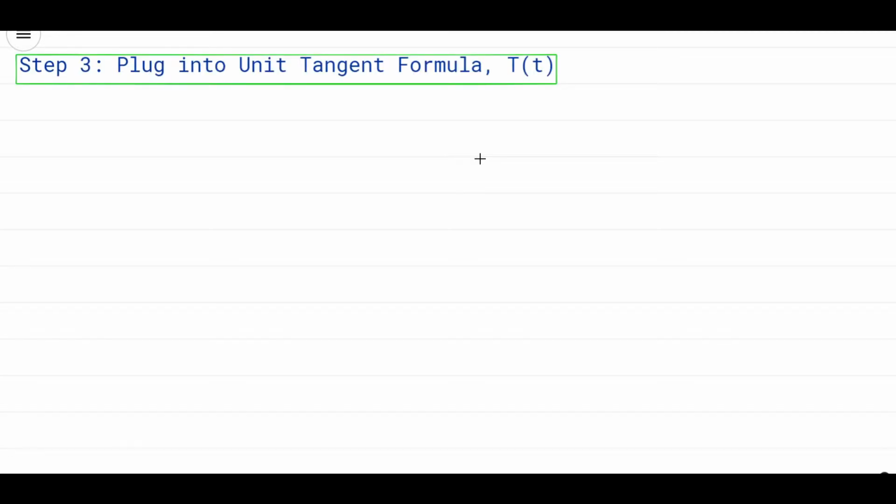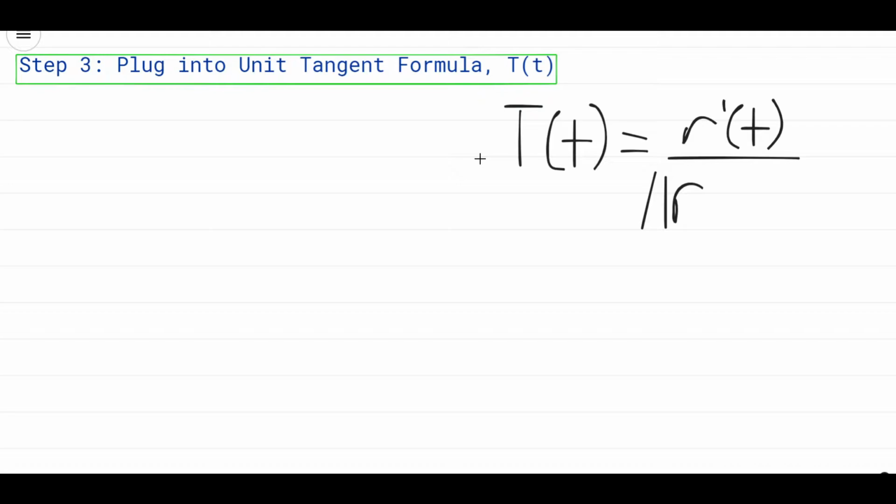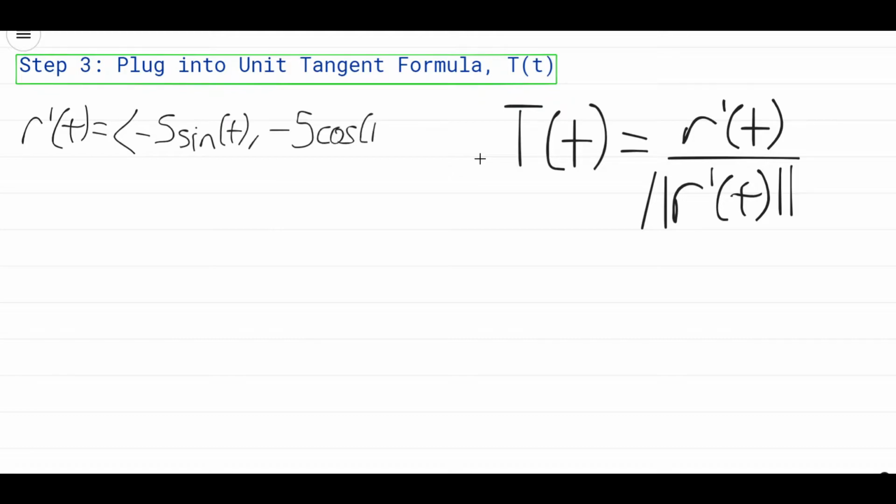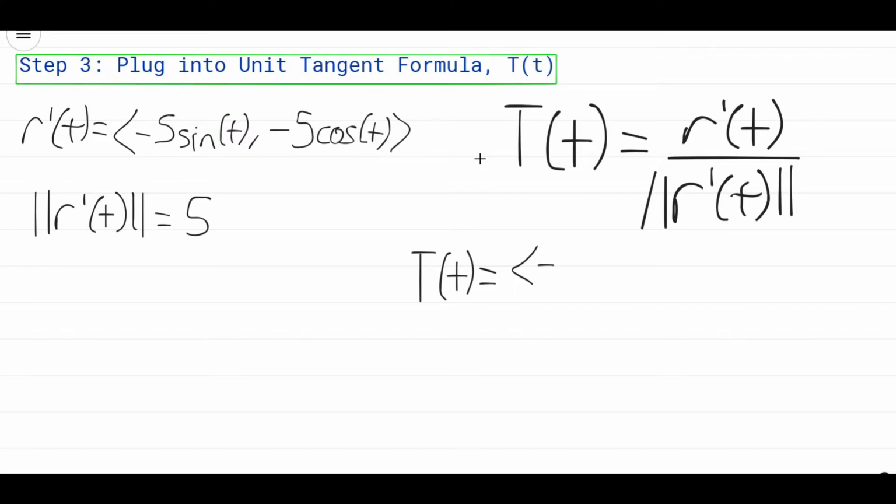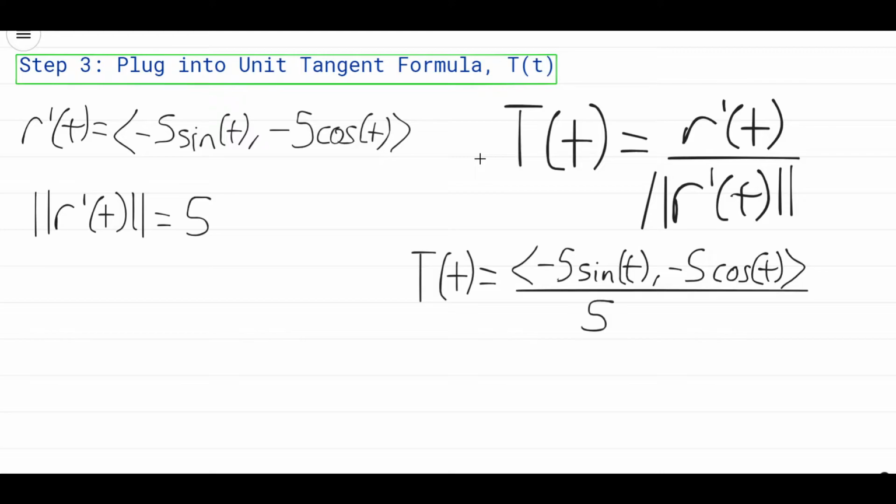Now that we did steps 1 and 2, in step 3 we're going to plug this into the unit tangent formula. The unit tangent formula is r prime divided by the magnitude of r prime, which we computed in steps 1 and 2. Our r prime came out to be negative 5 sine t, negative 5 cosine t, and the magnitude that we computed was 5. So we're literally just plugging these in, and we get negative 5 sine t, negative 5 cosine t, divided by the magnitude, which is 5.